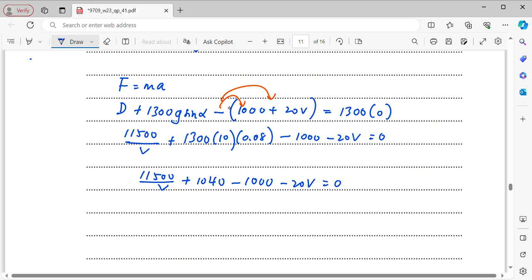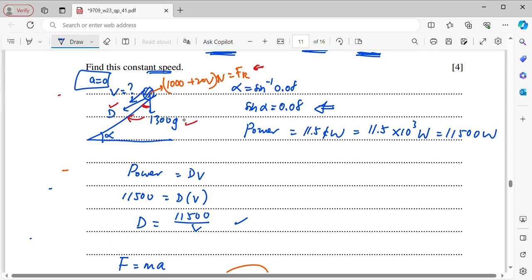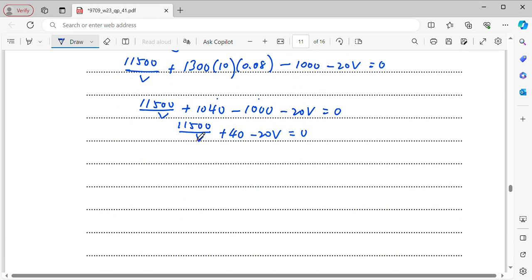Okay, so rewrite the first term. So the second and third term, when you plus together, it will be plus 40. Then minus 20V equals to 0. Now the question asking for, what is the V? Okay, it's constant speed. So now to solve this, I times the whole equation by V. Then you will be getting 11,500 plus 40V minus 20V squared equals to 0.